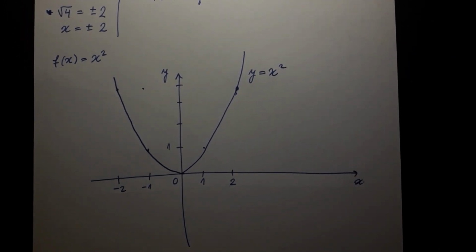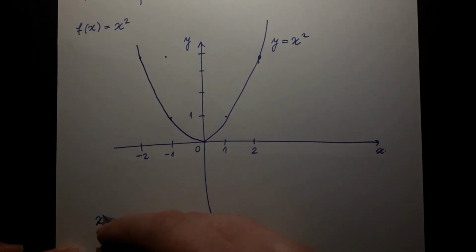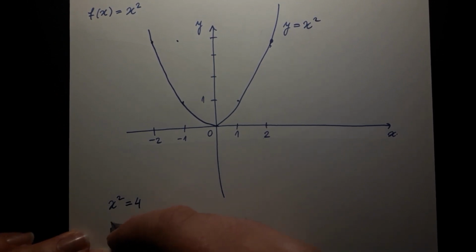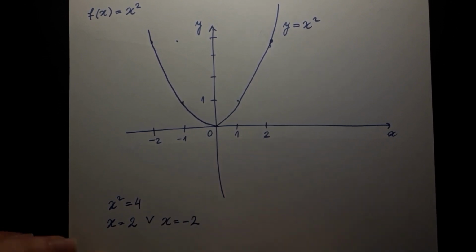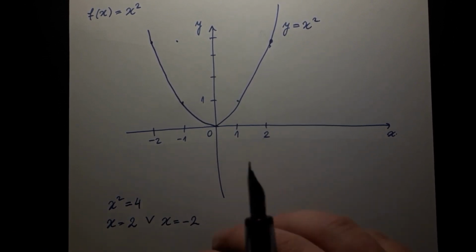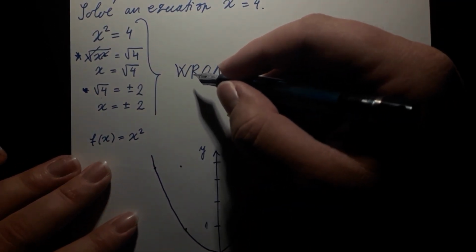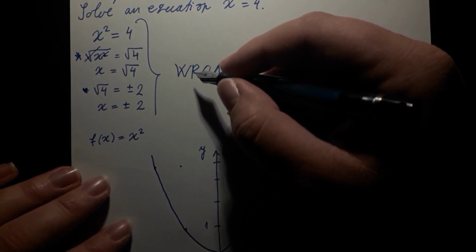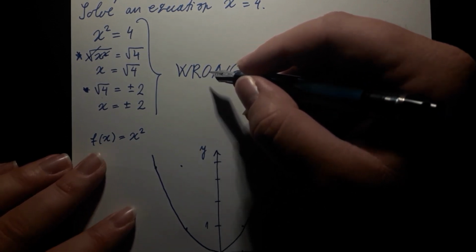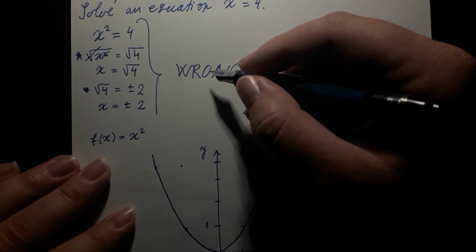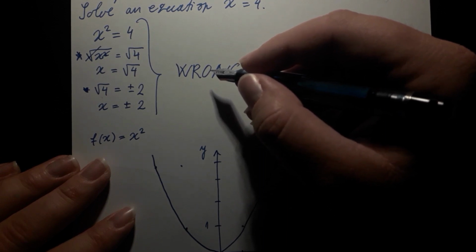From this graph, we clearly see that the equation x squared is equal to 4 has two solutions, and that those solutions are x is equal to 2 or x is equal to negative 2. Therefore, in the previous case, where I demonstrated the wrong way to solve this equation, the solutions which were obtained were correct solutions. The method which was used to solve the equation was filled with mistakes. That means that whoever uses this method to solve an equation had more luck than brains.